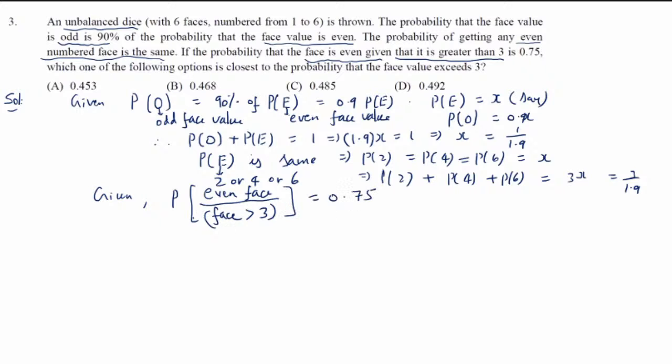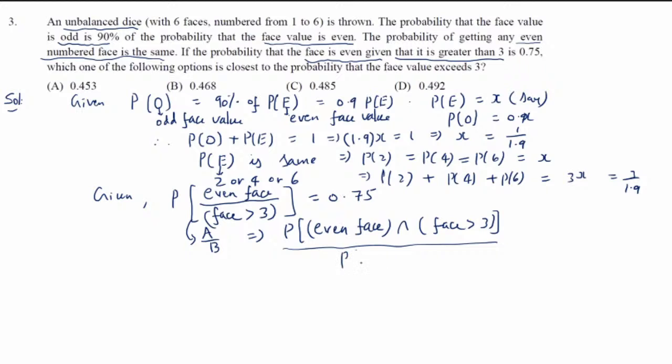Now let us denote A by B. So what is P of A by B? P of A intersection B, that is even face intersection face value greater than 3, divided by probability of face greater than 3, is equal to 0.75, using conditional probability. CP stands for conditional probability.